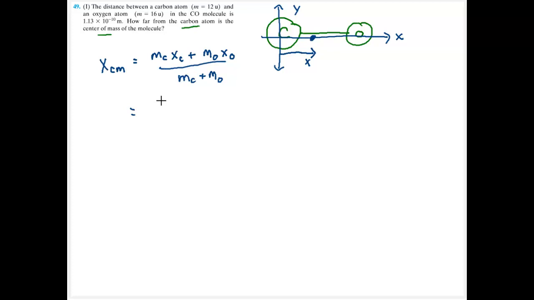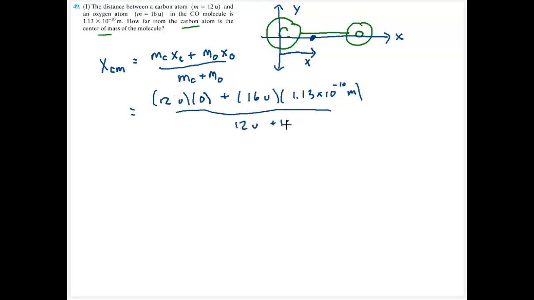So you can see that I'm going to have my mass is going to be 12 units, my distance to the origin is going to be 0. I'm going to have a mass of 16 units, and the distance is going to be 1.13 times 10 to the negative 10th meters. And I'm going to have 12u plus 16u. You can kind of see that these u's are all going to go away. And I'm going to end up with a distance between the carbon and the center of mass to be 6.5 times 10 to the negative 11th meters.